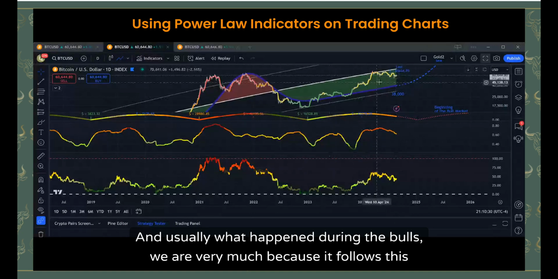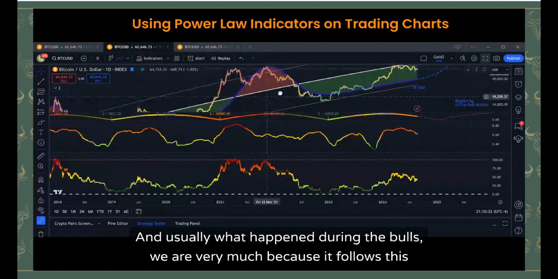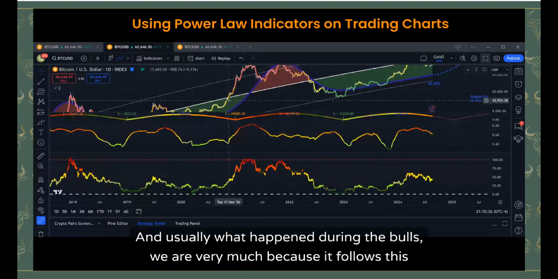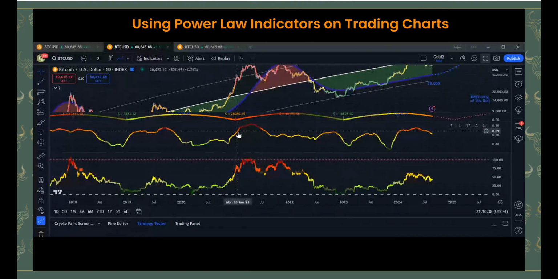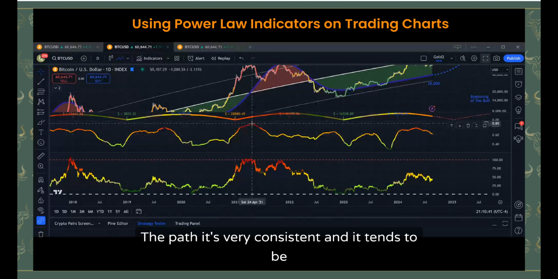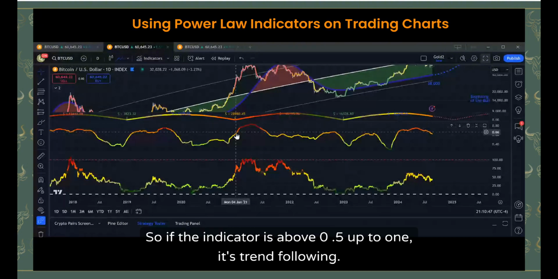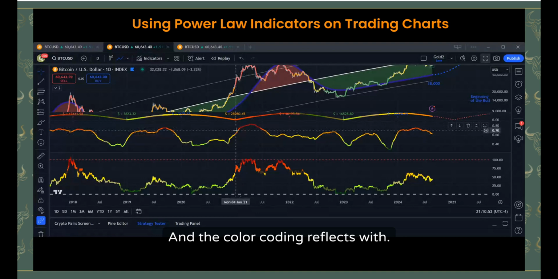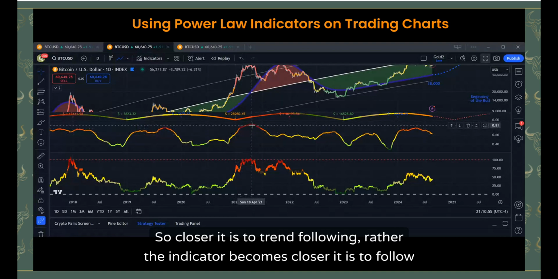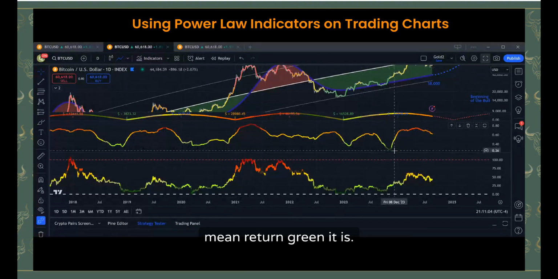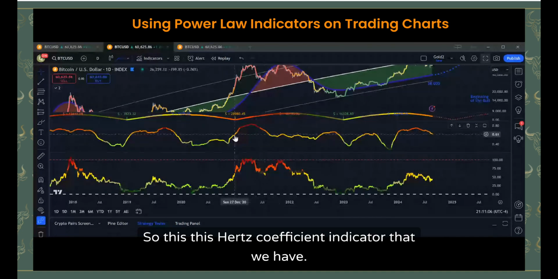And usually what happens during the bulls, because it follows this exponential path that I described, the path is very consistent, and it tends to be trend following. So if the indicator is from 0.5 up to 1, it is trend following. And the color coding reflects it. The closer it is to trend following, the redder the indicator becomes; the closer it is to mean reversion, the greener it is. So this is this Hurst coefficient indicator that we have.